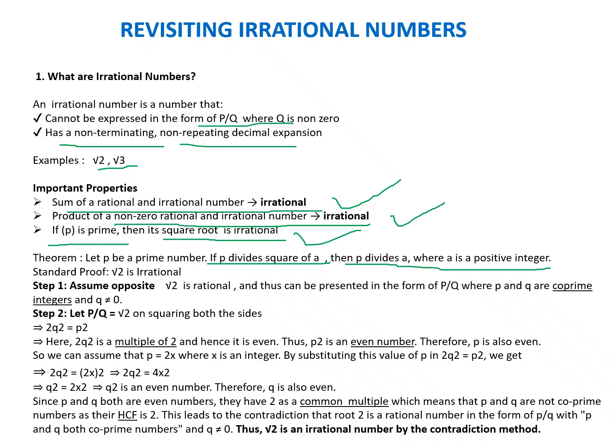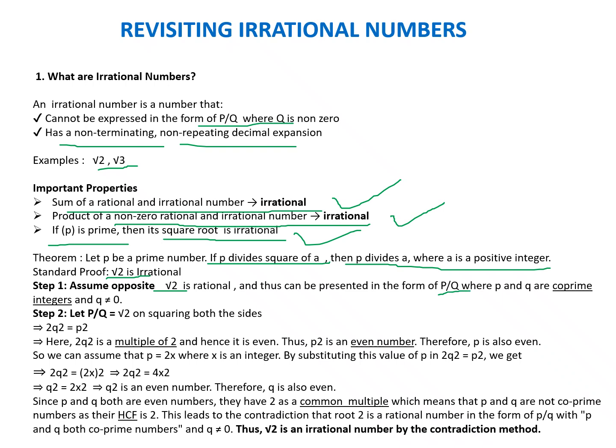So we have to prove that root 2 is irrational, and this is a very important theorem. Now we are going to use contradiction logic here. So instead of proving root 2 as irrational, we will first assume that root 2 is rational. So assume root 2 is rational, and thus we can present root 2 in the form of p by q, where p and q are co-prime integers.